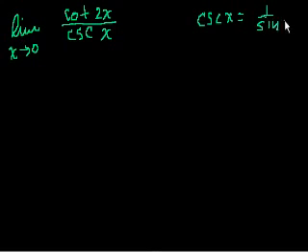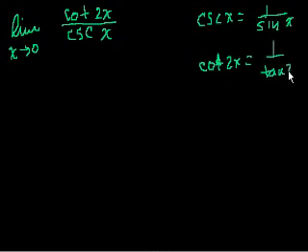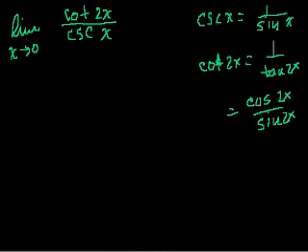I remember that by saying it's not intuitive. You would have thought that cosecant is 1 over cosine, but it's not. It's 1 over sine. And cotangent of 2x is equal to 1 over tangent of 2x. And tangent is sine over cosine, so cotangent is the opposite. So that equals cosine of 2x over sine of 2x. Okay.